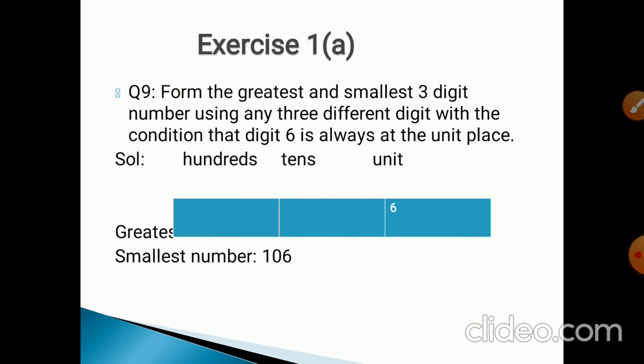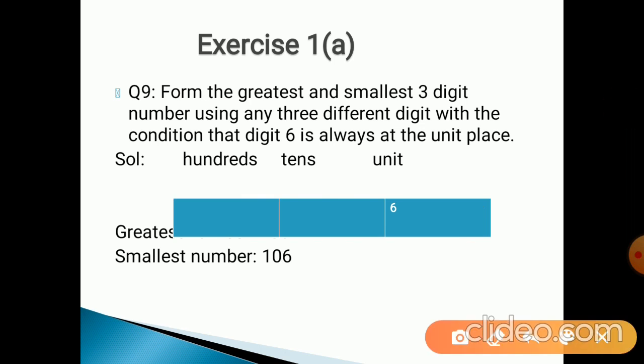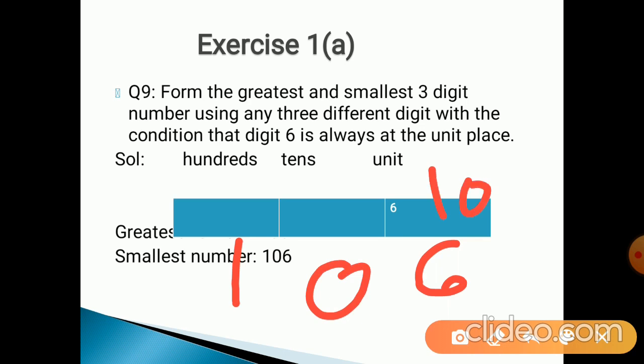Now we will form the smallest number. We know that 6 is fixed here, and we will start with the smallest number. We know that 0 is the smallest number, but we have learned that we cannot start a number with 0. So the next smallest number is 1. So we will write 1 at the first place. And what is the second smallest number? That is 0. So we will write 0. So our smallest number will be 106. That is our answer.